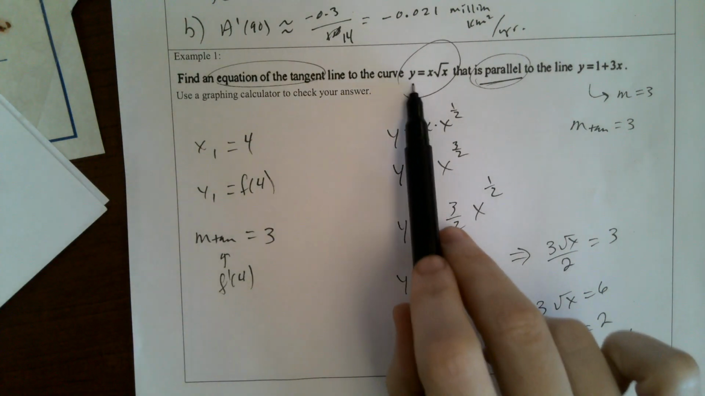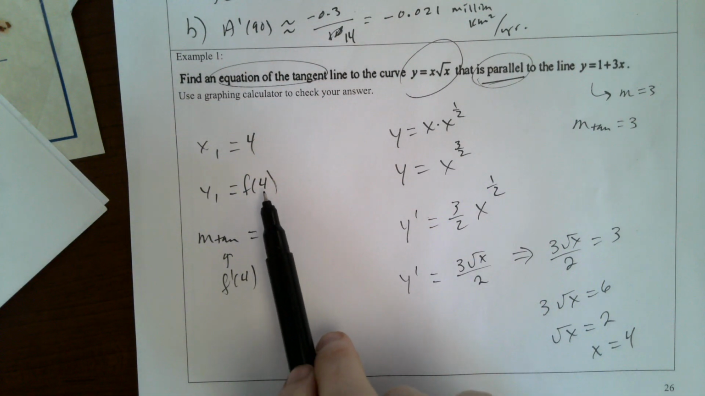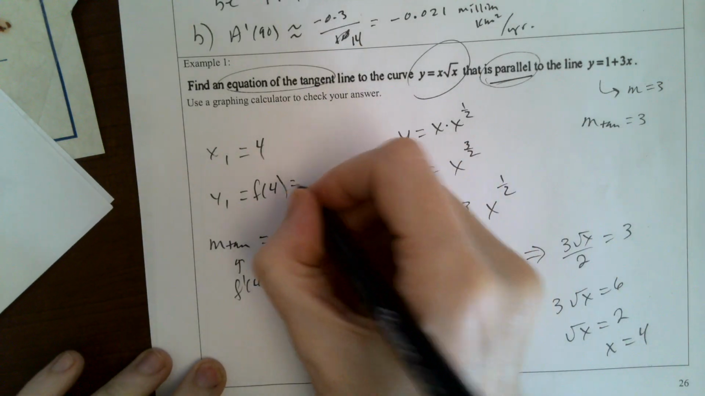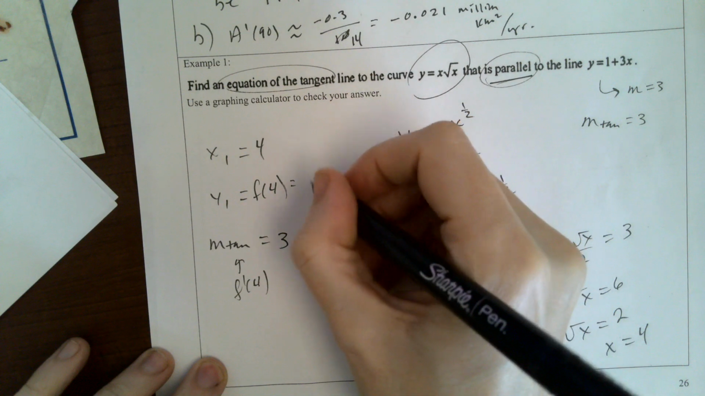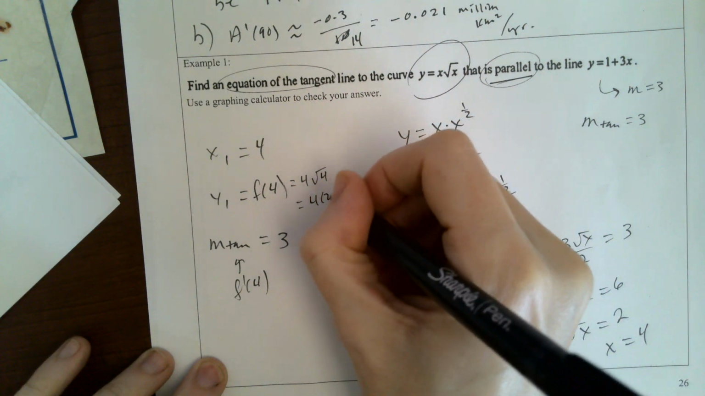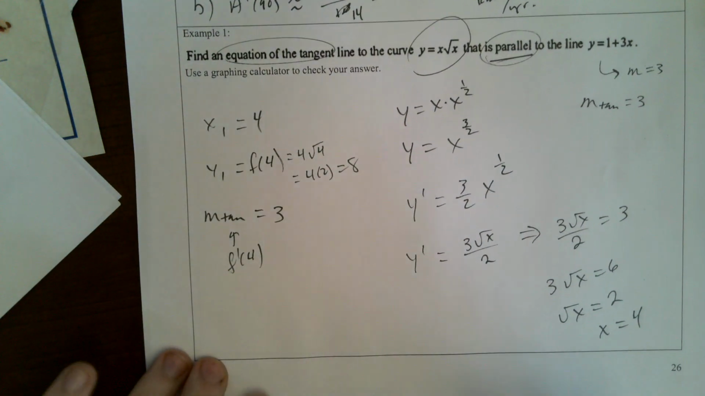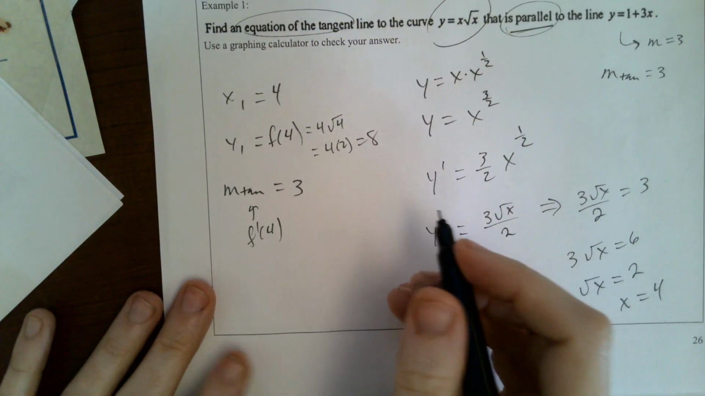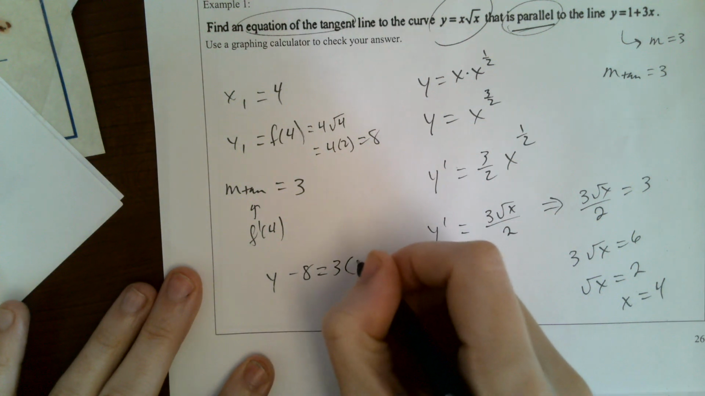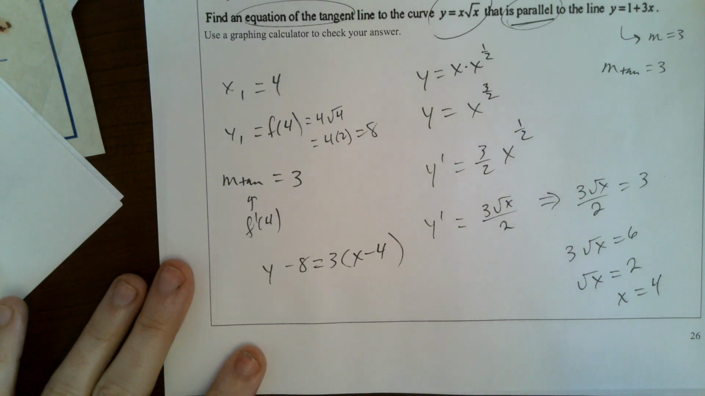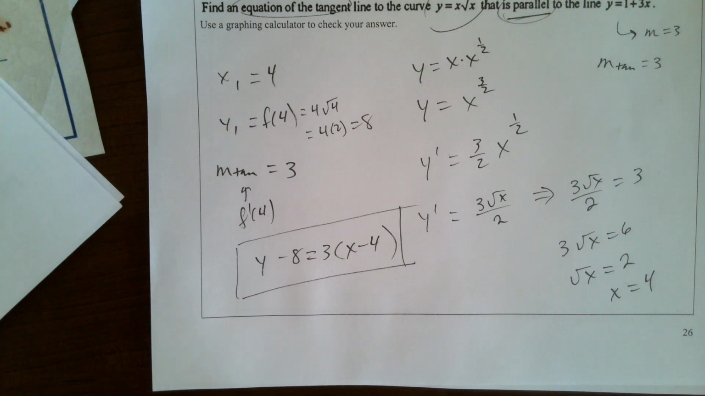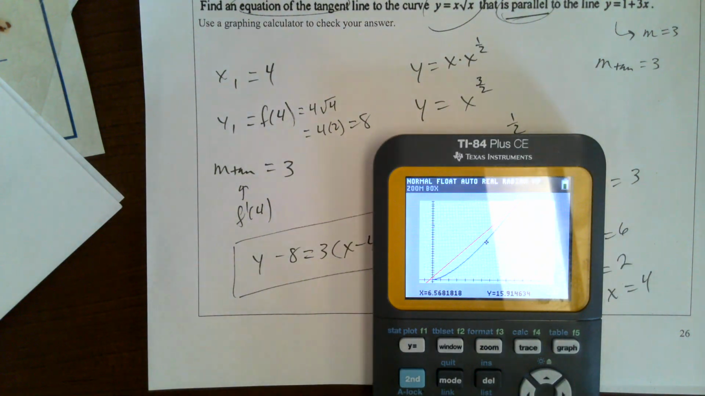So what is f? F is the same as y in this context. So for f of 4, I'm just plugging 4 into here. And I get, actually, wait, I get 8, because 4 times the square root of 4. Okay, so now that you have those 3 numbers, y minus y1 equals m tan times x minus x1. Now you don't have to, as your answer, add the 8 over, but we're going to have to add the 8 over in our calculator.